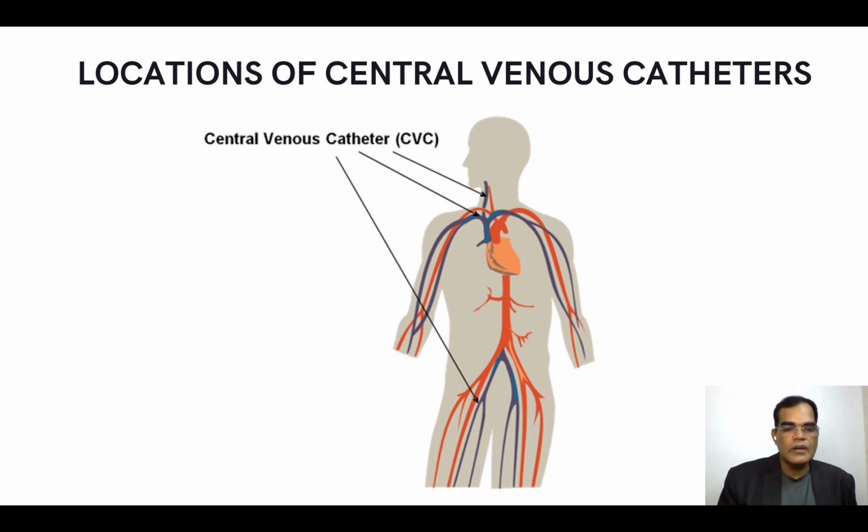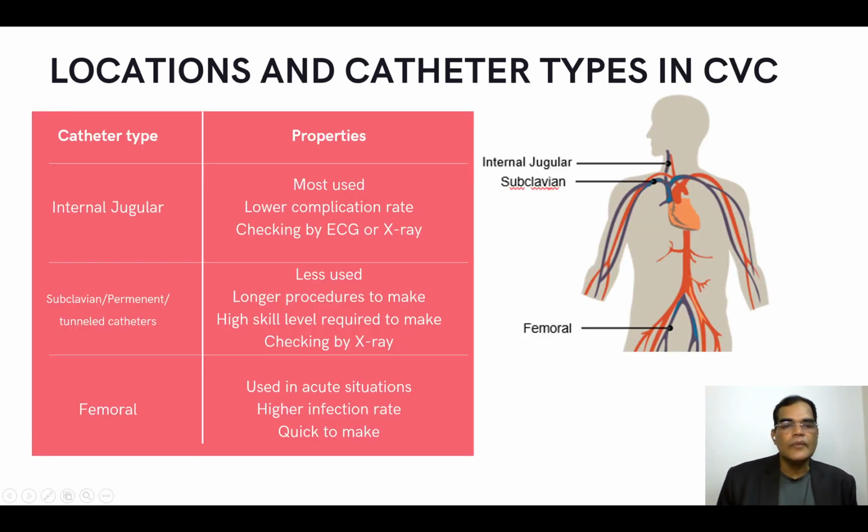If you see here, this is the jugular, and this will be a subclavian or a tunnel catheter or permanent catheter, the so-called perm cath placement, or they may require a femoral catheter. We will discuss a little bit in detail in the next slide. So these are the locations again: internal jugular over here, subclavian or perm cath with a tunnel can be placed over here, and femoral catheters are placed in the femoral vein.